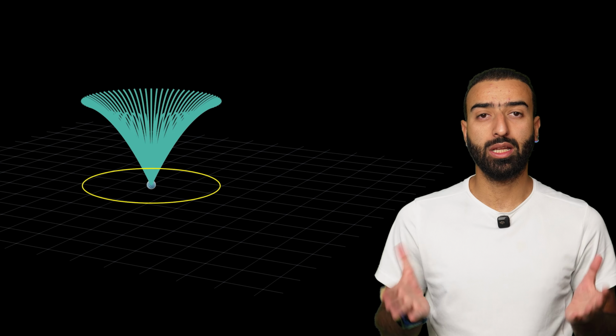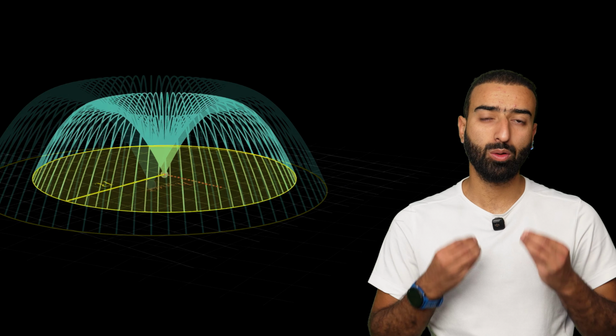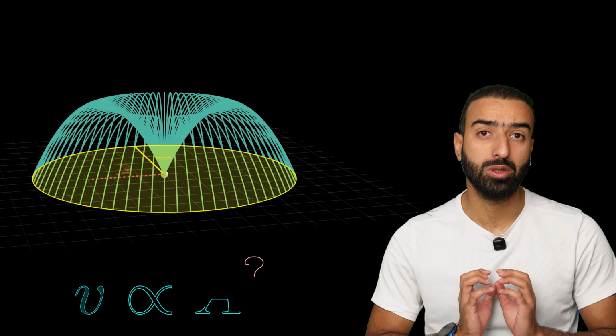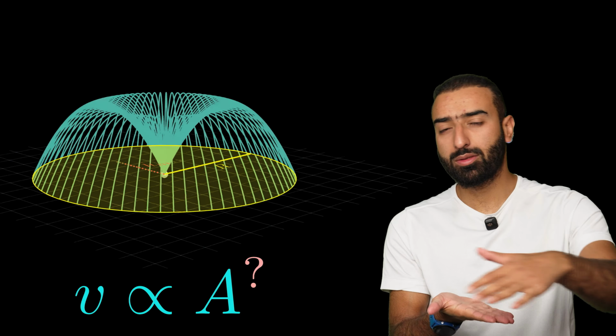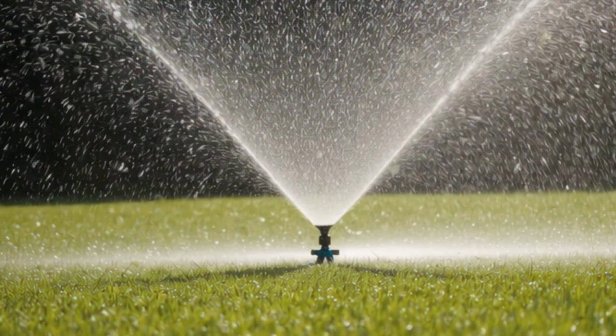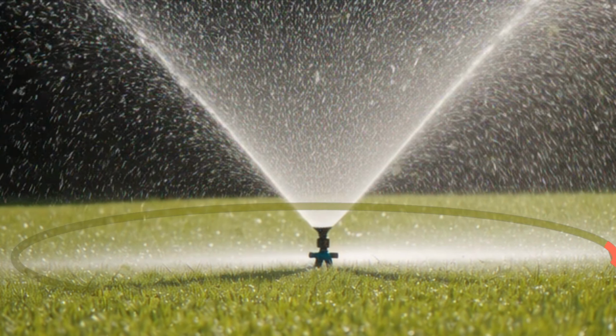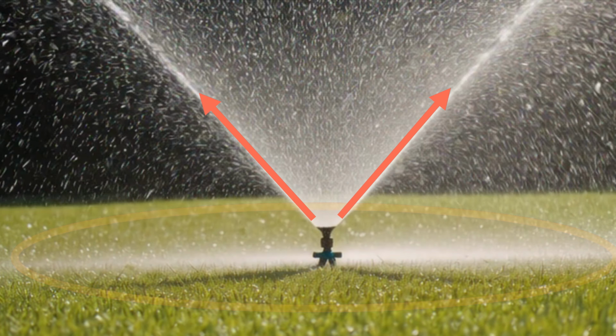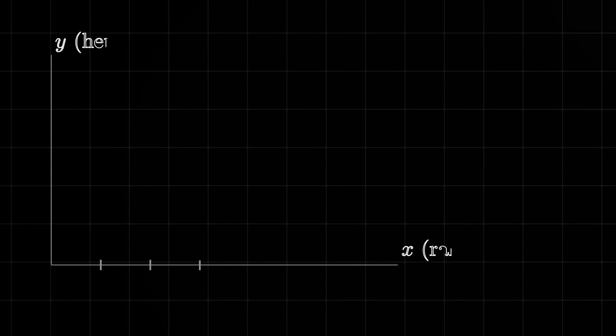I made a simulation of a water fountain in order to answer an important question: how the velocity with which the water is ejected is related to the area that gets wet. Here is an example. If we know the area that gets wet, can we figure out the velocity with which the water is ejected? In order to answer that question, let's focus on a single stream of water.